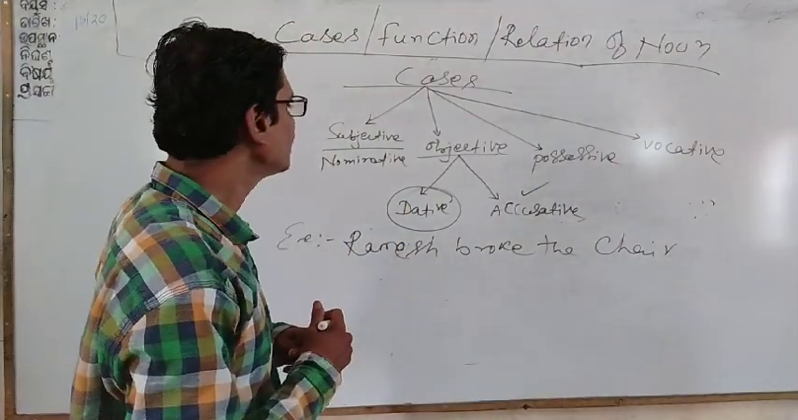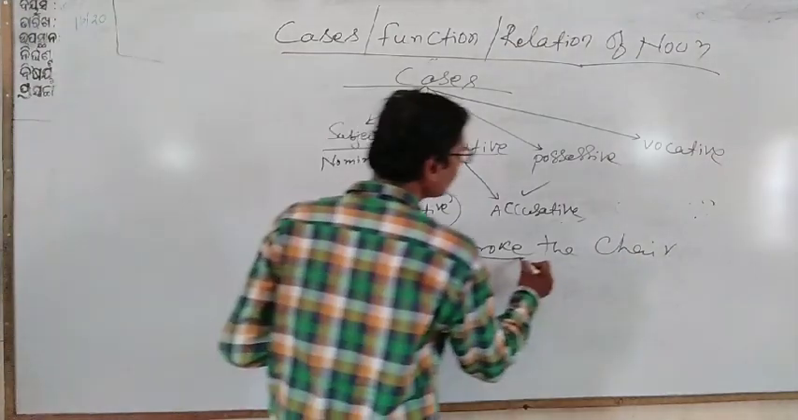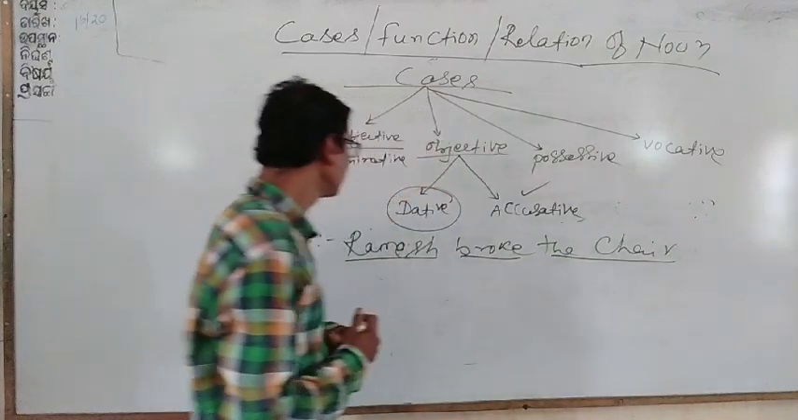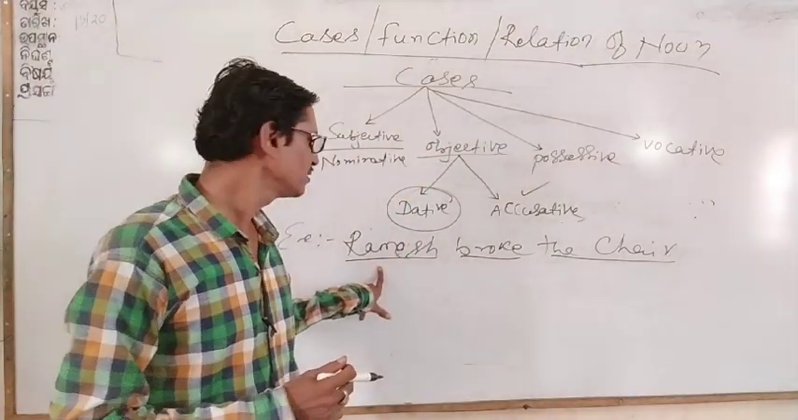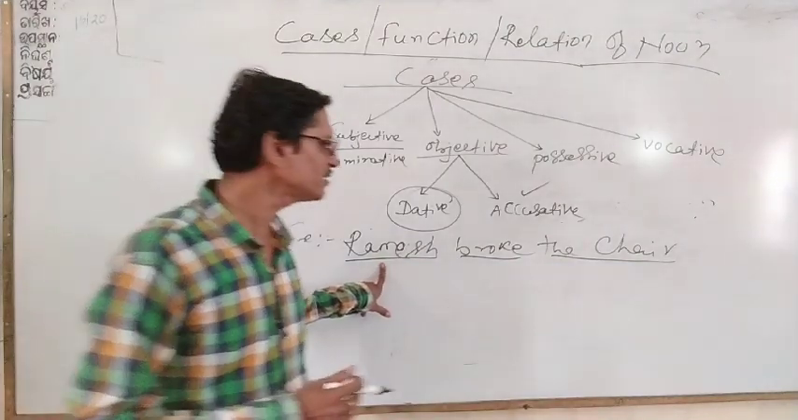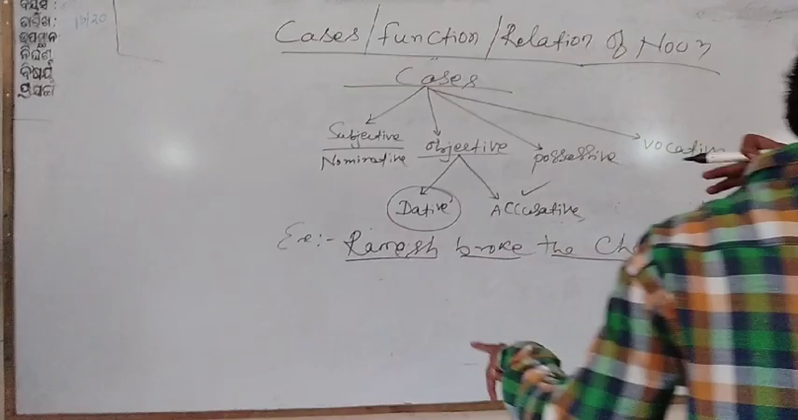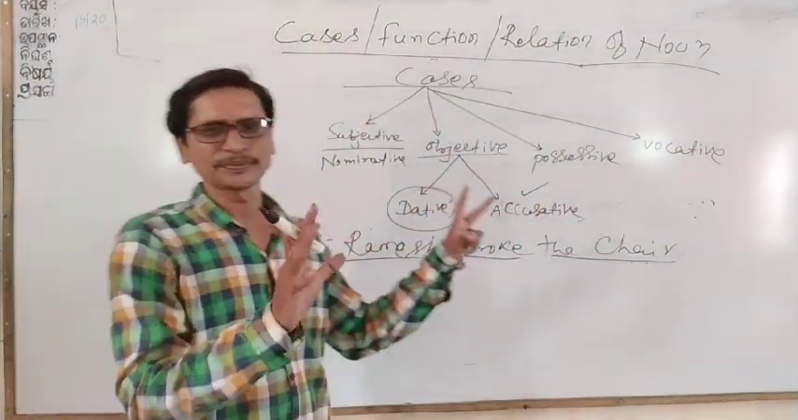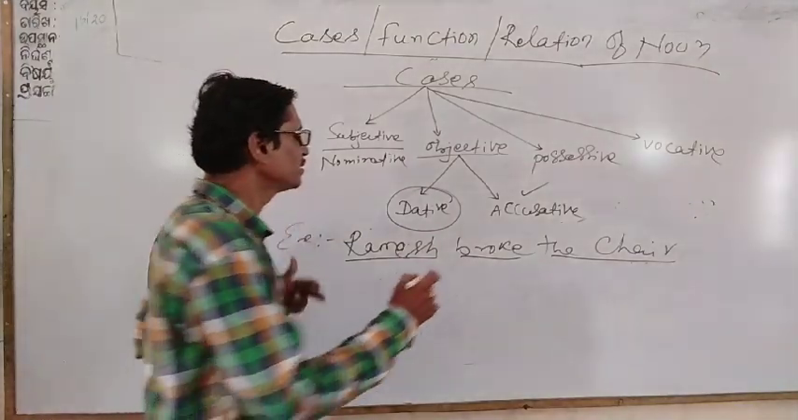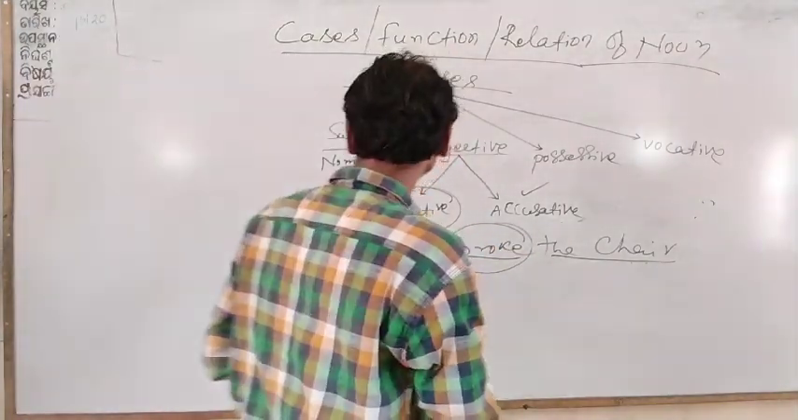You see, here Ramesh broke the chair. Who broke the chair? Ramesh broke the chair. Here Ramesh is the subject, and chair is the object. Here only one object is there. This is the transitive form.